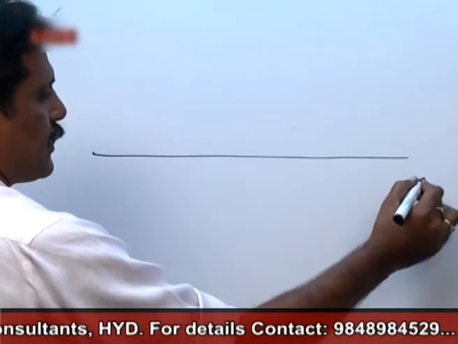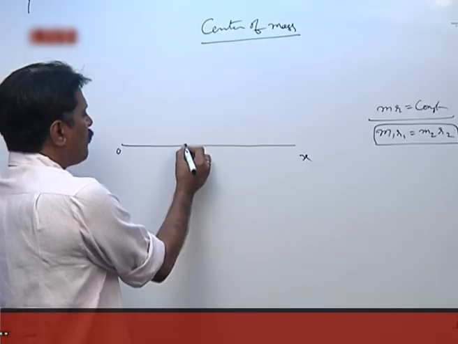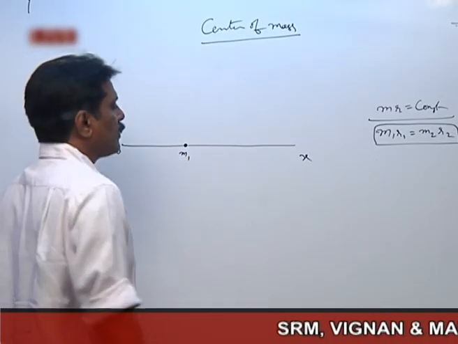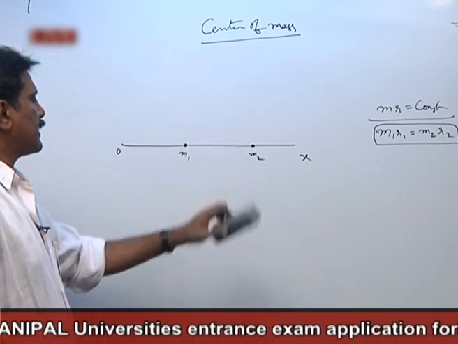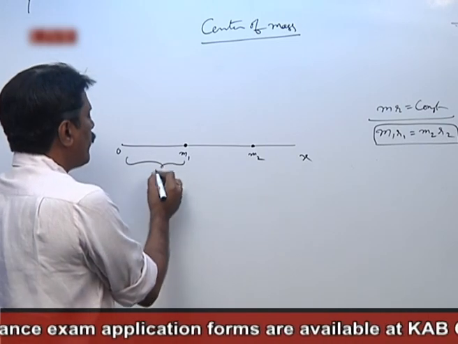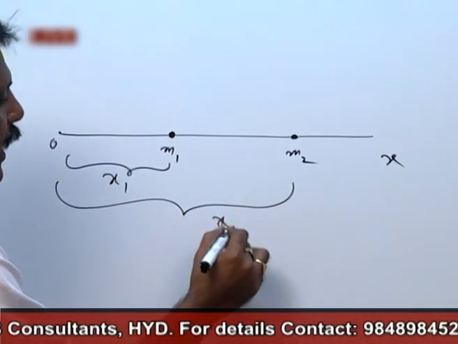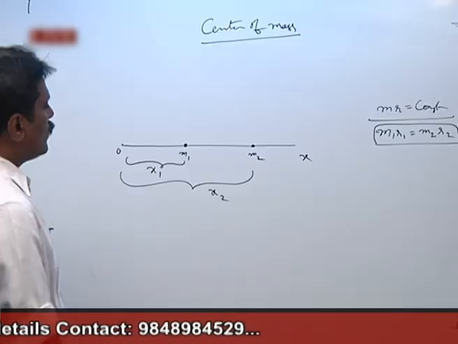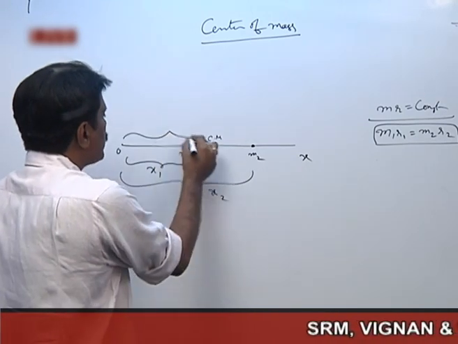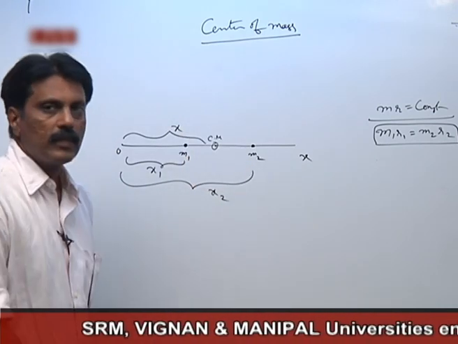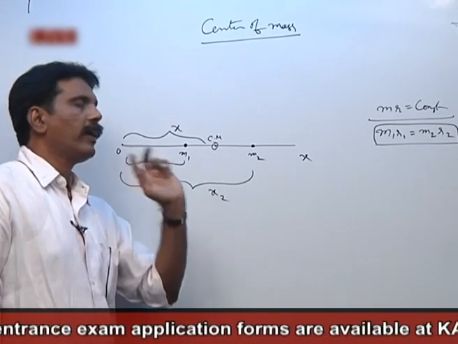Suppose this is the x-axis, and this is the origin. A particle of mass m1 is here, a particle of mass m2 is here. m1, m2 are on the x-axis. Let the coordinate of m1 be x1, coordinate of m2 will be x2. Now, let the center of mass be here somewhere, whose coordinate is x. Center of mass has a coordinate x, m1 has coordinate x1, m2 has coordinate x2.